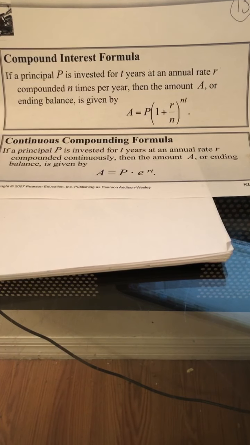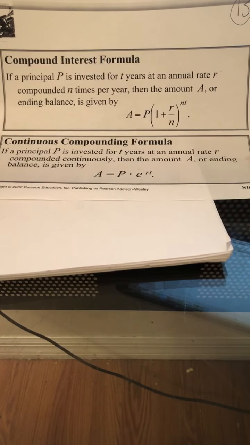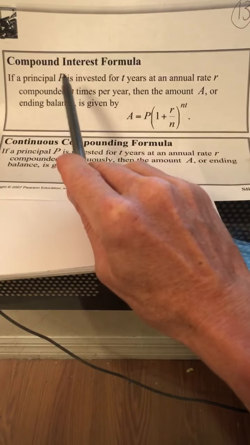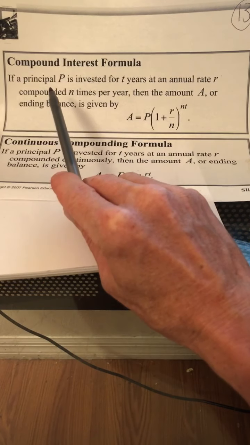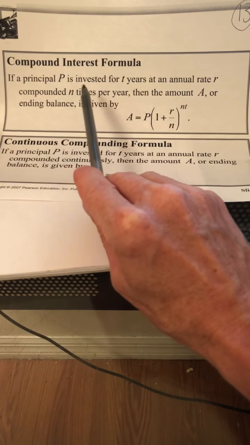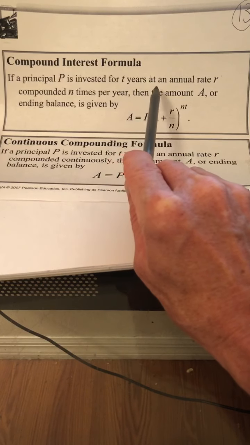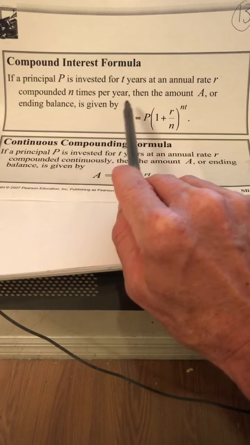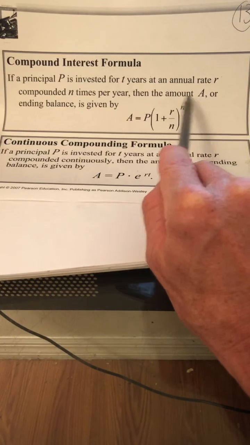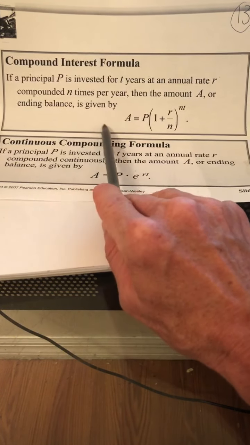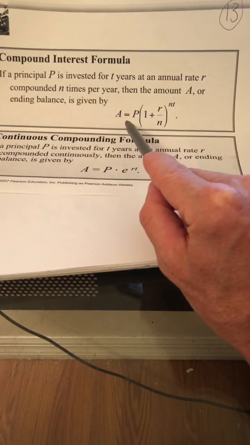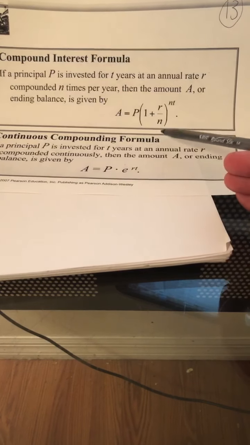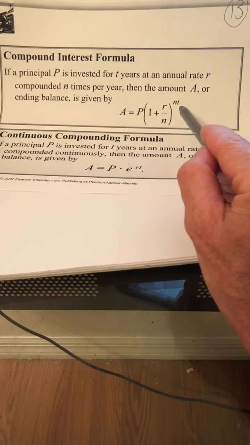Let's do a word problem from section 4.1. So we recall the compound interest formula. If a principal P is invested for T years at an annual rate R, compounded N times per year, then the amount A, or the ending balance, is given by this formula. A is equal to P times the quantity 1 plus R over N, that quantity raised to the N times T.